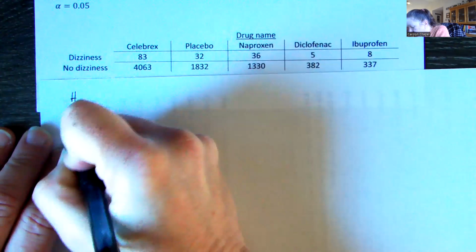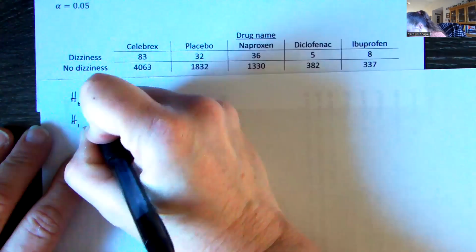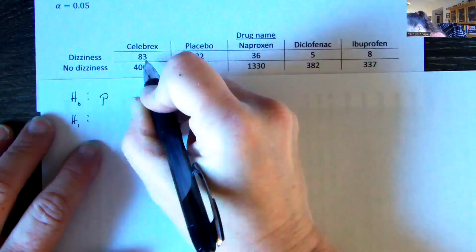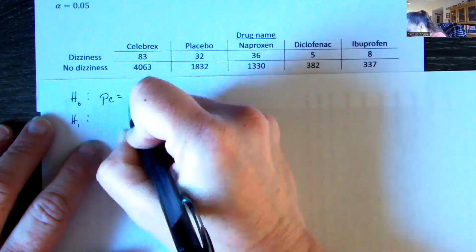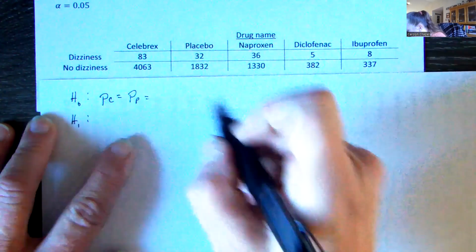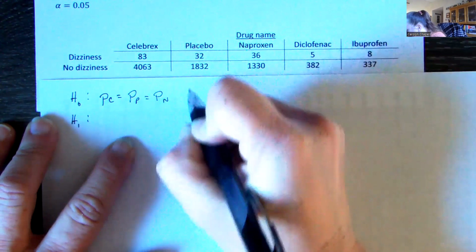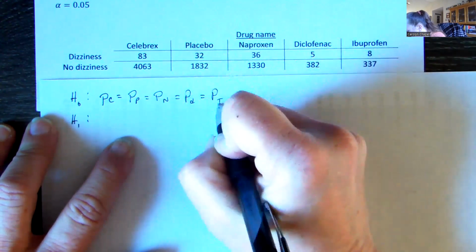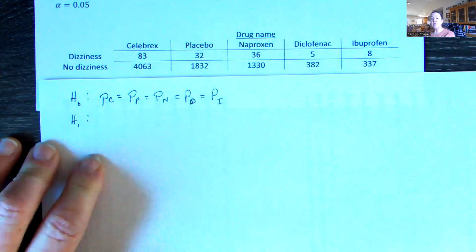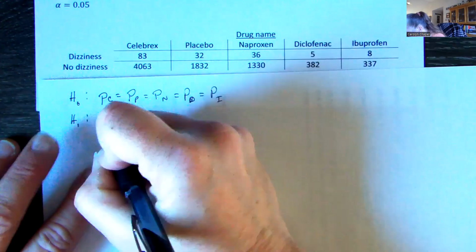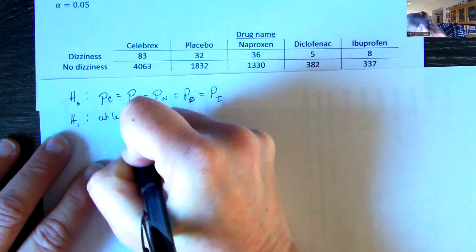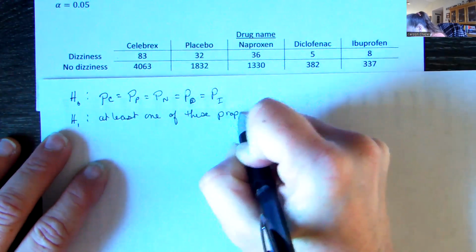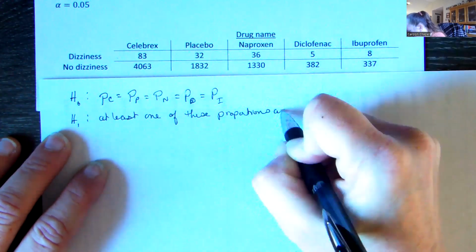So step 1 is writing those hypotheses. I am going to use some notation. So we want to know: the proportion of Celebrex is equal to the proportion of the placebo, equal to the proportion of the naproxen, equal to the proportion of that drug, equal to the proportion of ibuprofen. I probably should capitalize that. So we're wondering, are all of those proportions the same, or at least one of these proportions are different?